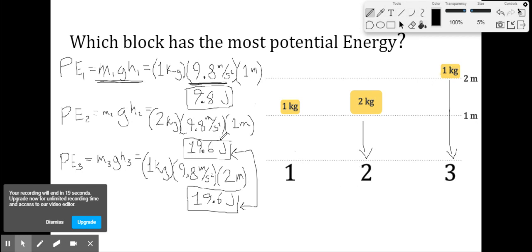So overall, this question says, which block has the most potential energy? Well, there's not really one block. Numbers 2 and 3 are tied for first. So hopefully this helped you understand how to use some potential energy equations in your questions in your homework.